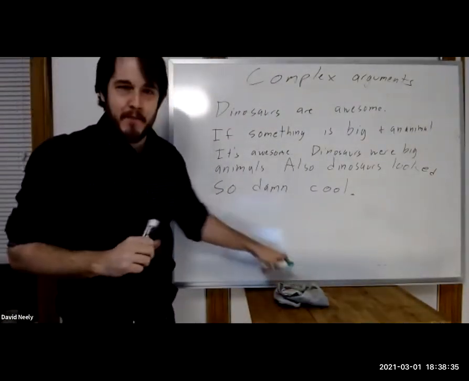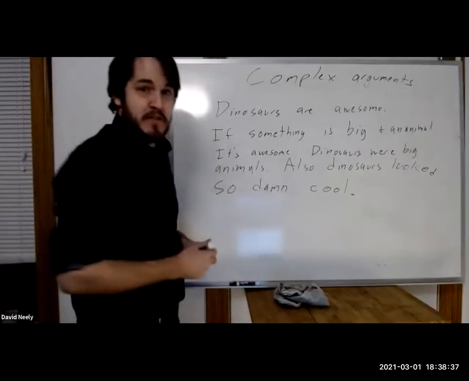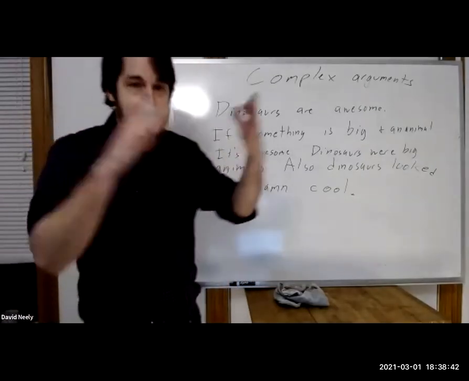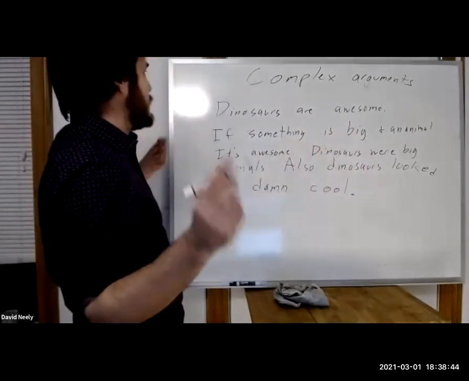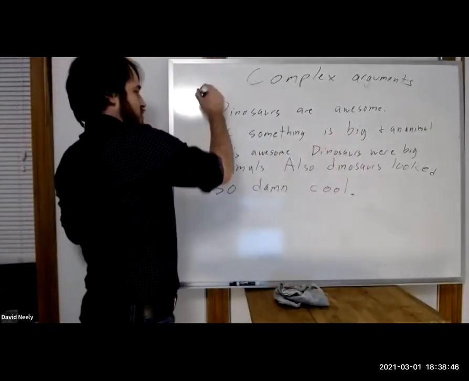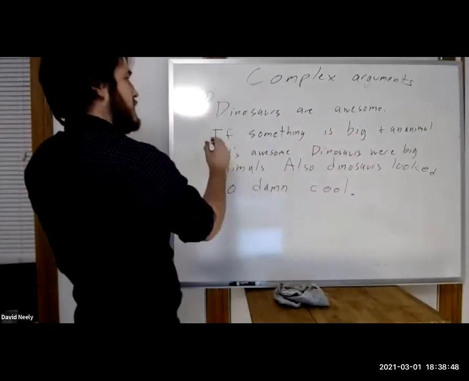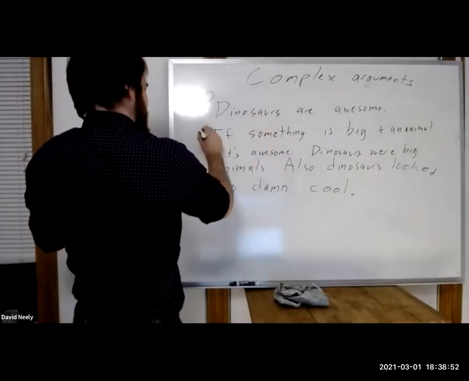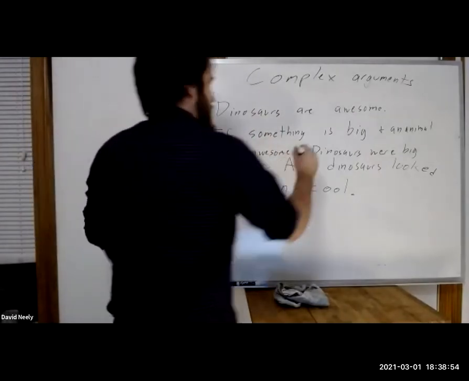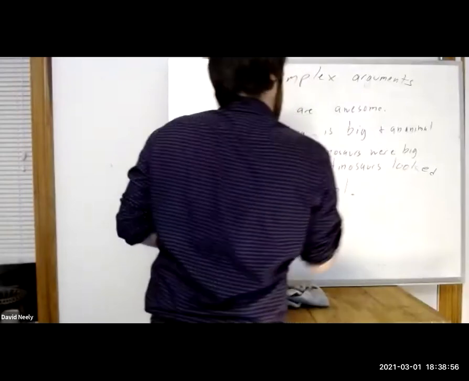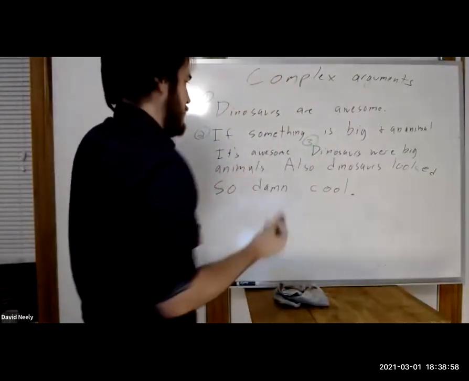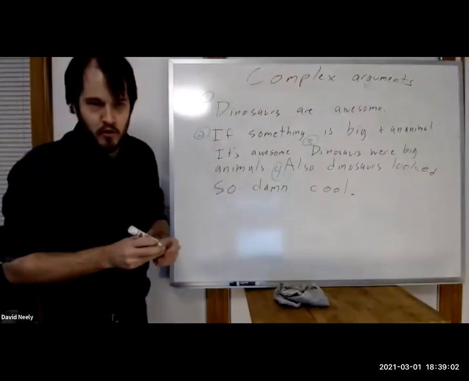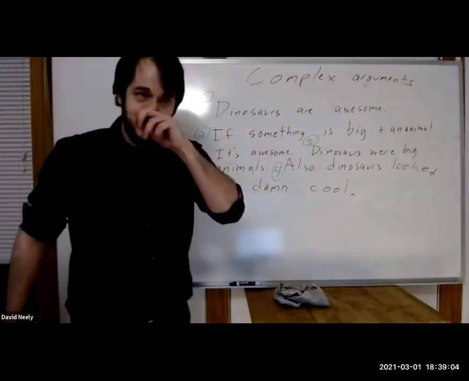What if you came across these? The first thing to do is we have to label all the possible reasons or all the different sentences here. So how many do we have? 1, dinosaurs are awesome. 2, if something is big and an animal, it's awesome. 3, dinosaurs were big animals. So big and an animal. 4, also dinosaurs looked so damn cool. So we have 4 possible sentences.